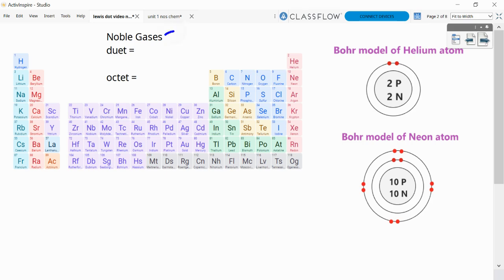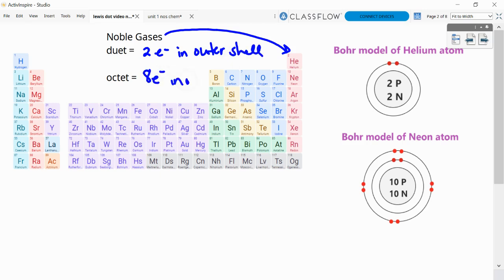So let's first talk about our noble gases, which are found in this column. Again, a duet is having 2 electrons in the outer shell, or in the valence shell. And an octet is having 8 electrons in the outer shell. Elements that like to function with a stable duet are things like hydrogen, helium, lithium, and beryllium. Everything else will function with an octet, which means that they would like to have 8 electrons in the outer shell.